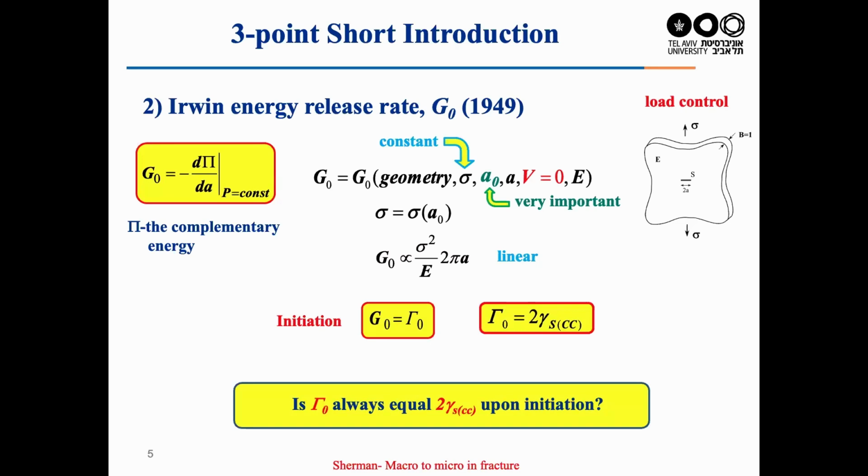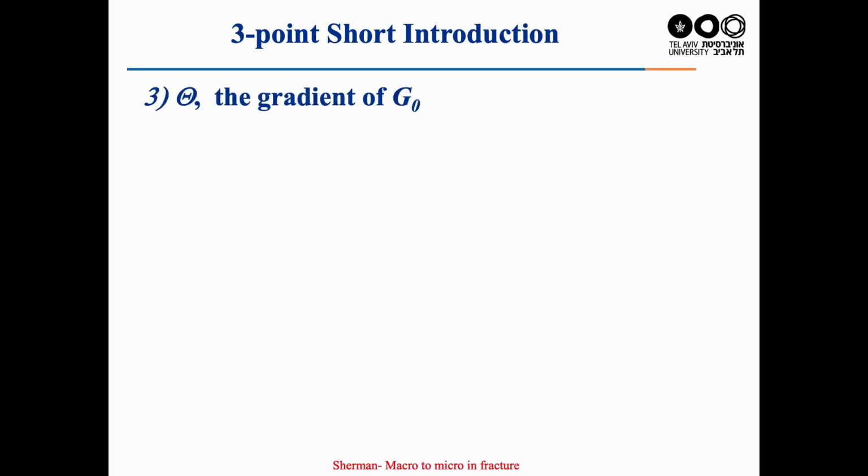And I'm asking, is gamma naught always equal to gamma surface or to gamma stress corrosion cracking upon initiation? The third point is what we call theta. Theta is the gradient of G naught. We know it as the measure of stability of the crack. Load control, it is positive, therefore the crack is unstable. Displacement control is negative, and therefore the crack is stable. But we are using it as an important variable in our experiment.